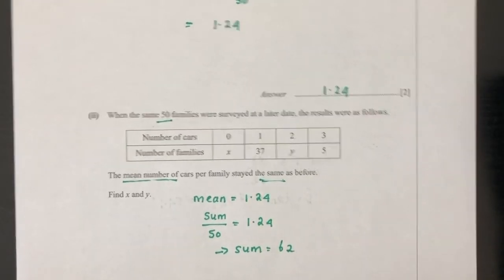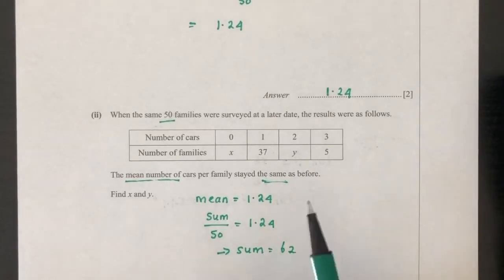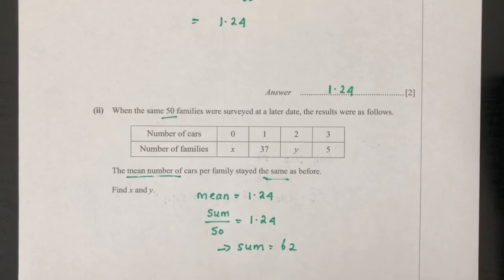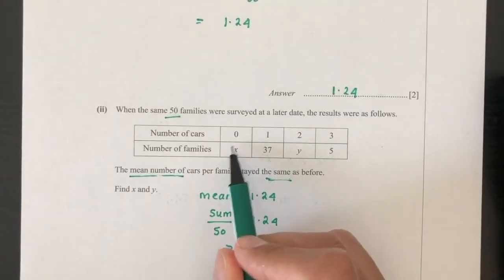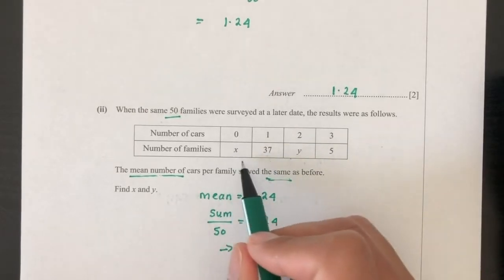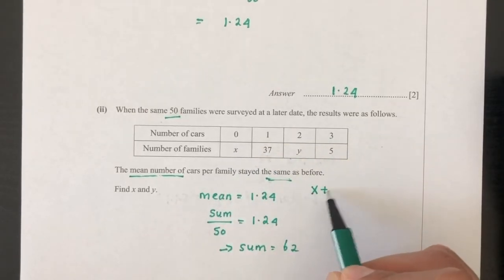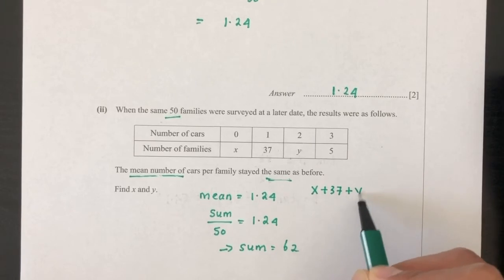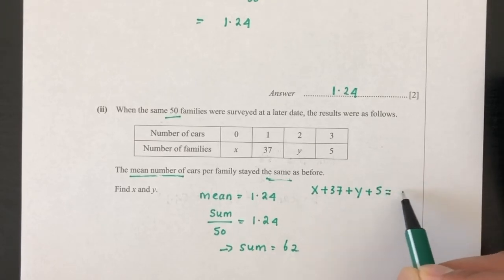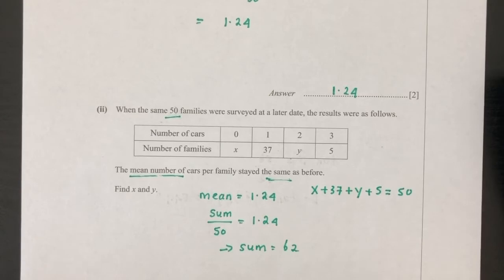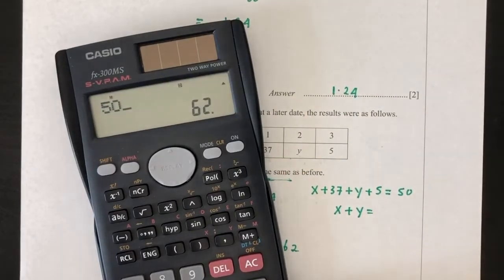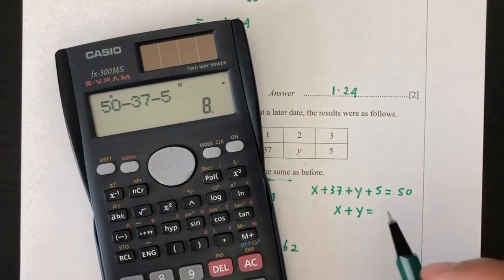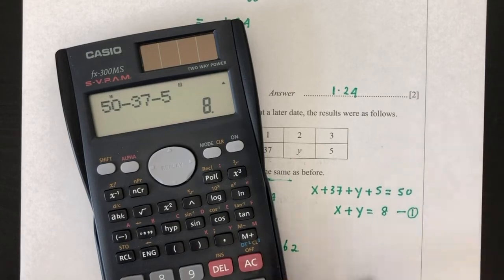Now it says find the values of x and y. The first equation we can have is that we know that in total there's 50 families. So the first equation will be x plus 37 plus y plus 5 is equal to 50. Solve this, and you'll have x plus y equal to 50 minus 37 minus 5, that will be 8. So that's my first equation.